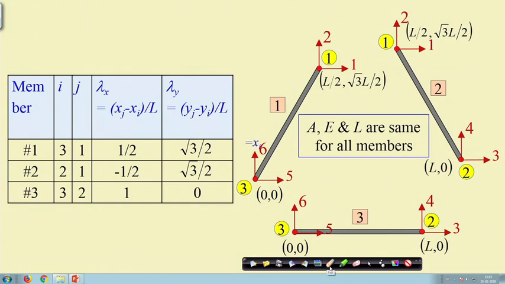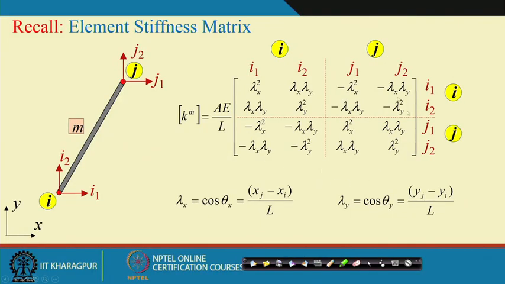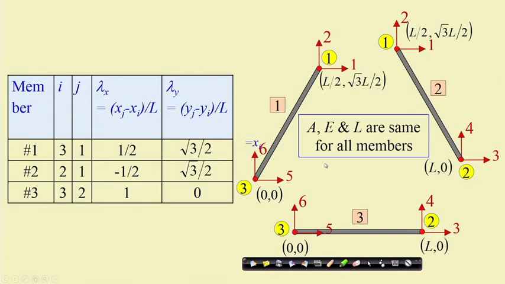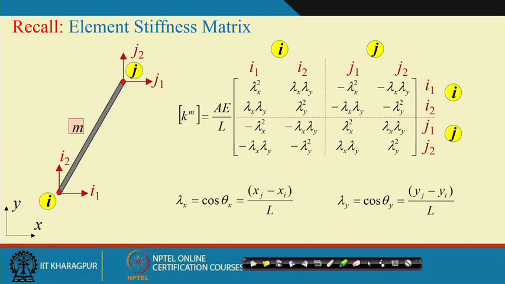Okay. So once we know the angle of orientation of different members, we can just substitute this lambda x and lambda y for different members to get the stiffness matrix.